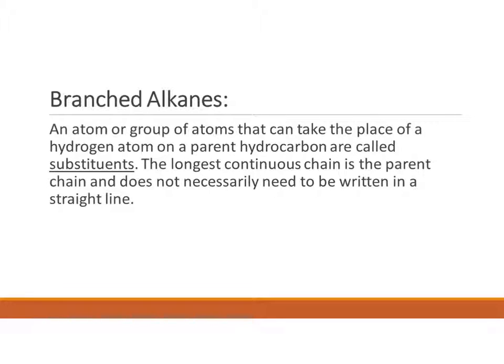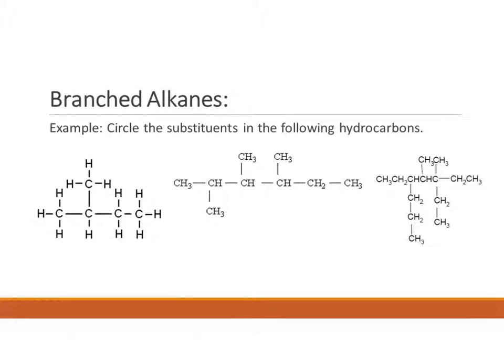An atom or group of atoms that can take the place of a hydrogen atom on a parent hydrocarbon are called substituents. The longest continuous chain is the parent chain and does not necessarily need to be written in a straight line. So circle the substituents in the following hydrocarbons. We're looking for the branches off of the main parent chain.